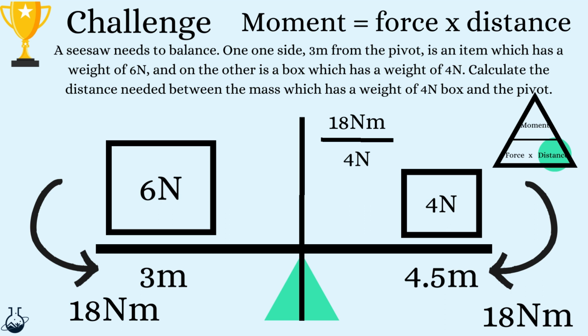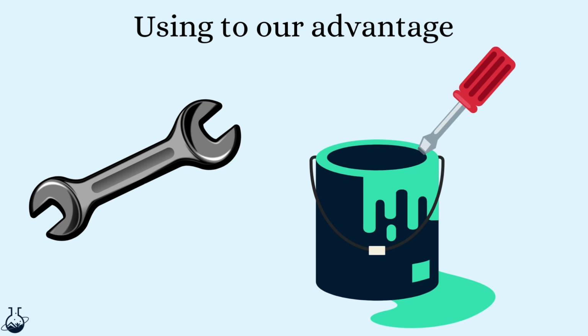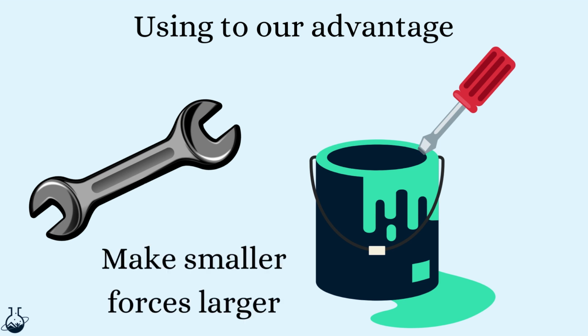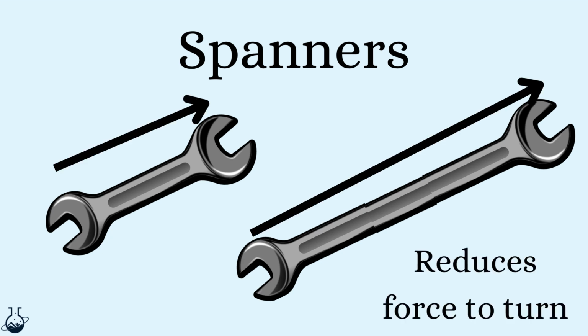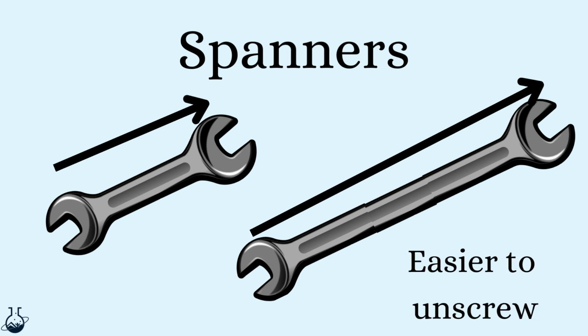Well done if you got any stages of that. That's a tricky one. Putting maths to one side then, as we saw earlier, we can use moments to our advantage. We can make smaller forces larger through the use of levers. Take 2 spanners for example, one small and one large. They have different distances from the pivot point to the force. The one with the longer distance, e.g. a long spanner, reduces the force to turn, making it easier to screw or unscrew.